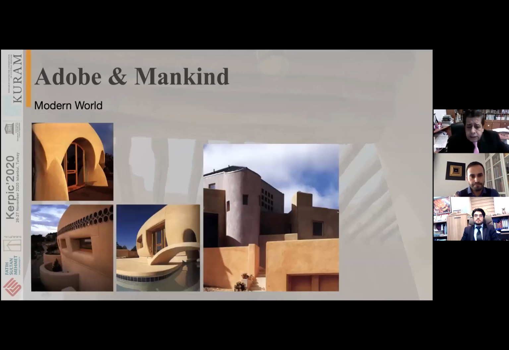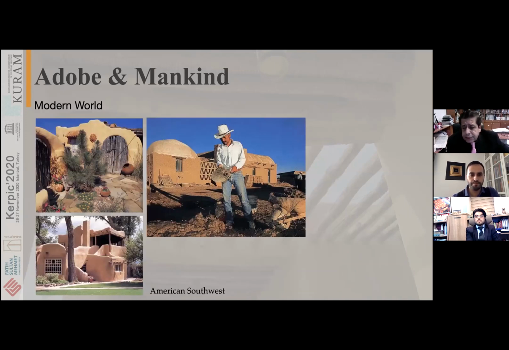And in modern history, famous architects such as Frank Lloyd Wright and Philip Johnson have also used Adobe in many of their masterpieces of architecture. And in the American Southwest, in states like Arizona or Nevada or Texas, local governments highly encourage the use of Adobe in the construction of dwellings. In fact, in Tucson, Arizona, if you build your house from Adobe, you get like a 50% discount on your electricity bill.